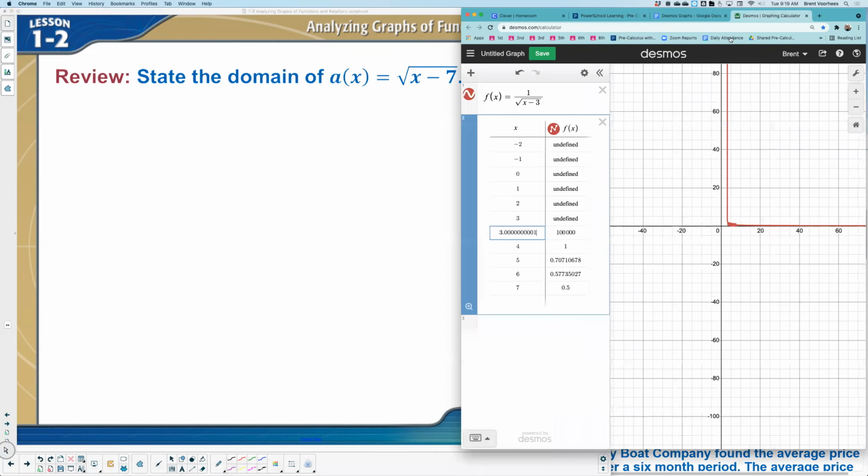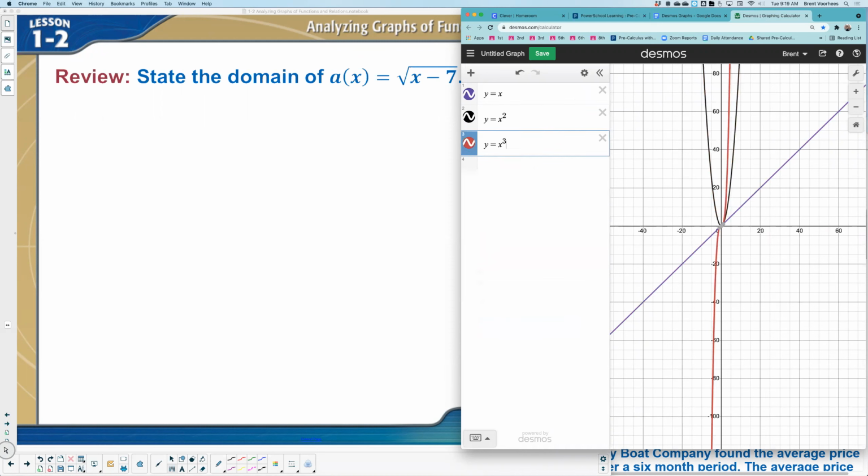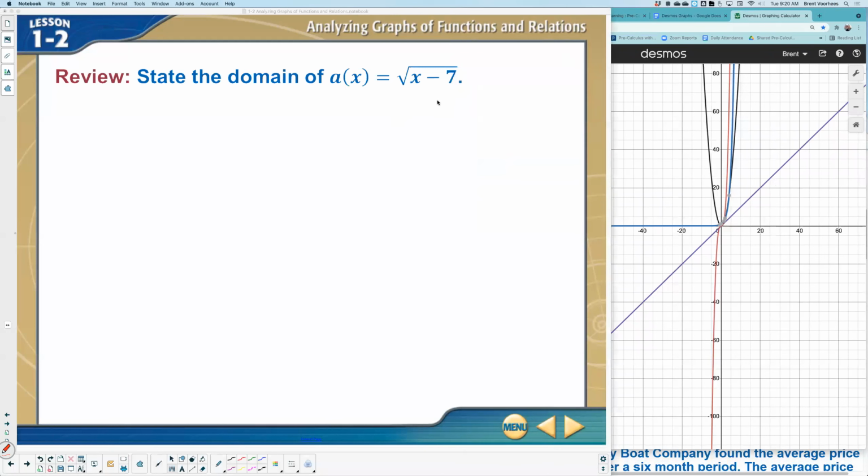Let me just show you visually why. If you start going through all the graphs you know of, y equals x squared, y equals x cubed, y equals 2 to the power of x, exponential. Any of these graphs, what do you notice about all of them? They're all reals. So graphs start all reals unless something limits that graph, okay? So you should assume the domain's going to be all reals until you look at it.